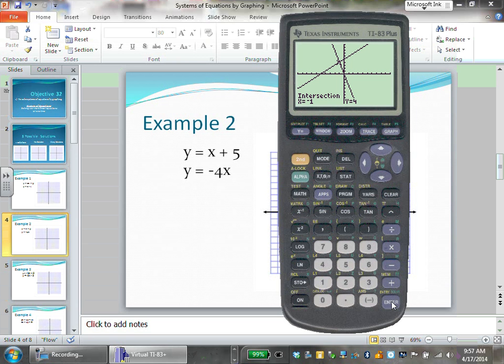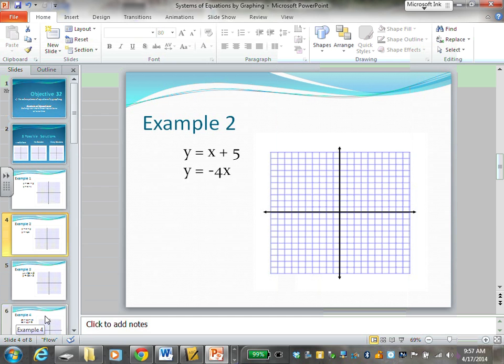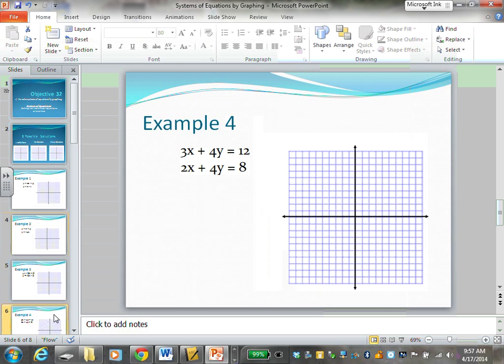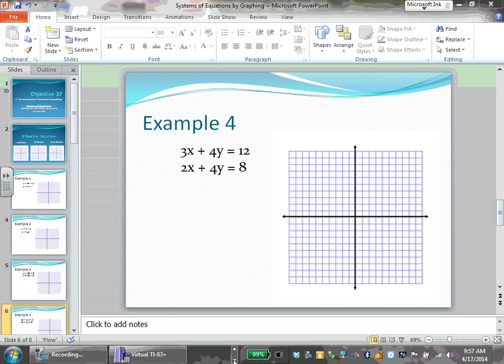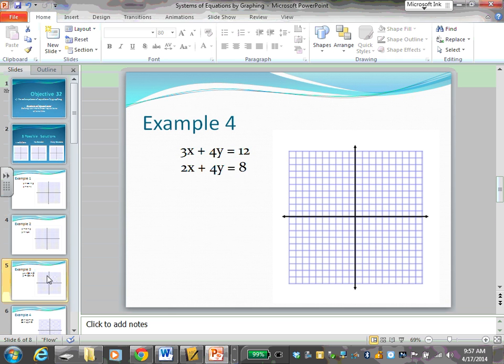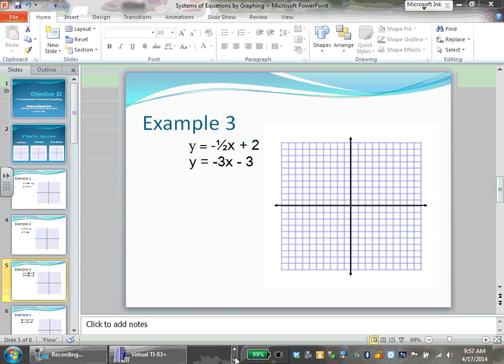Okay. Now, what if I wanted to put example 4 in the calculator? You got to switch it around first. You can't put it in unless it's in y equals. Let me caution you when you're putting these in, just a reminder. Actually, let me do example 3 since it's already there for me.